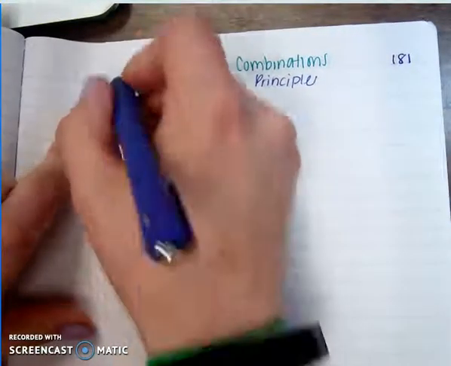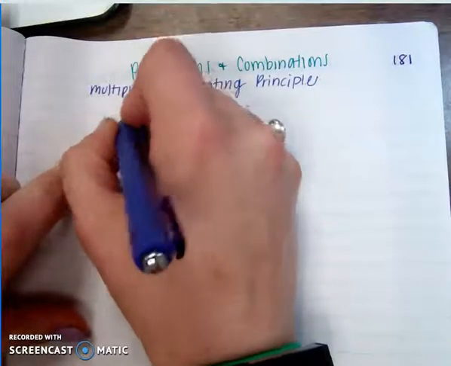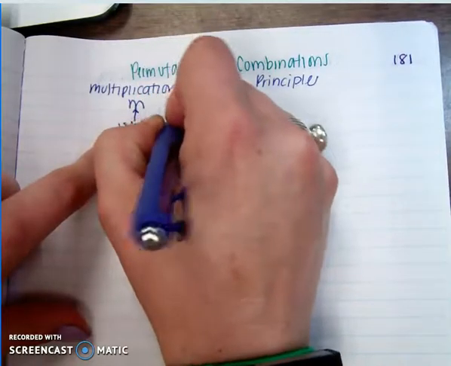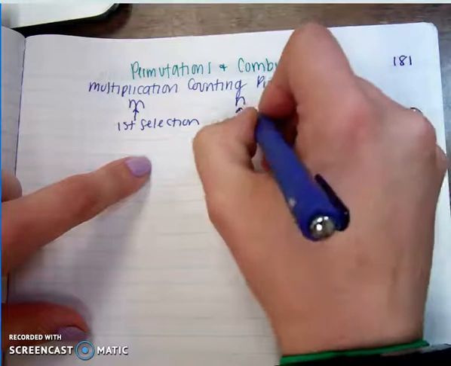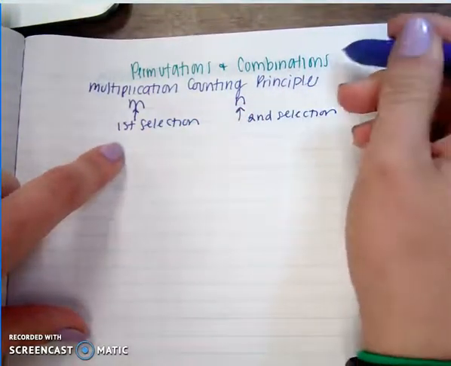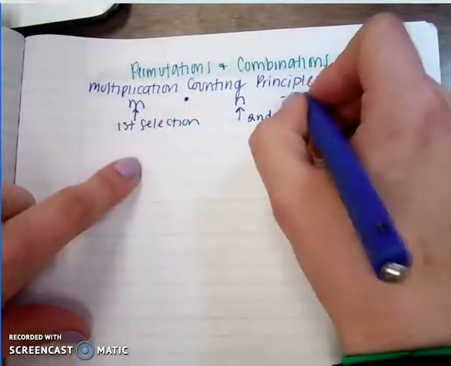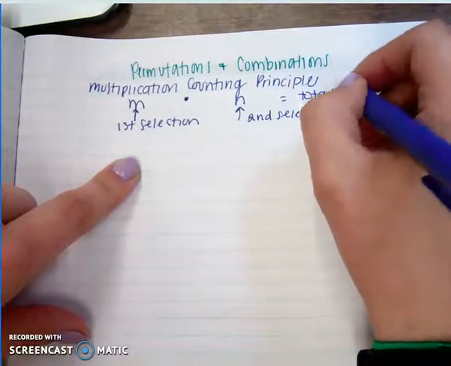All right, so that says if there are m ways to make your first selection and n ways to make the second selection, the multiplication counting principle says you'll multiply them to get the total ways of selections.